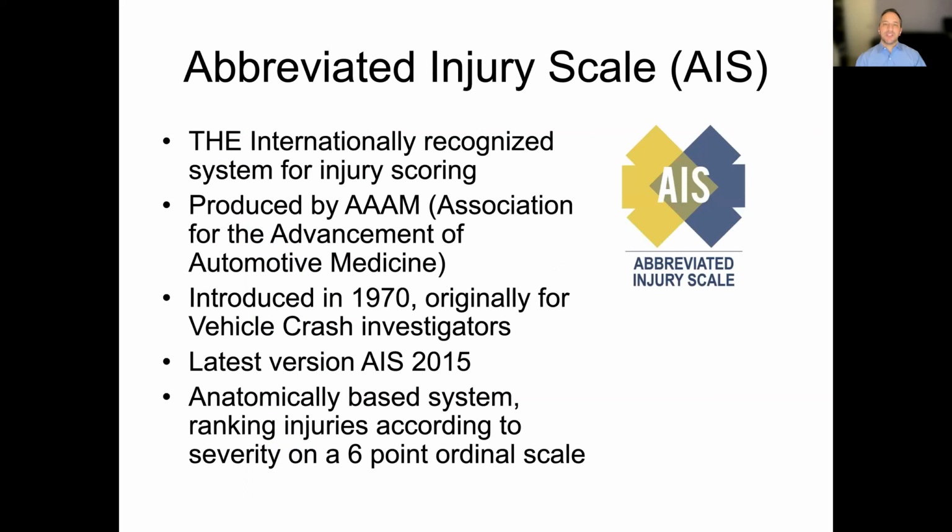So the abbreviated injury scale is the internationally recognized system for injury scoring. It was created and has been updated by the Association for the Advancement of Automotive Medicine. And just to take a little sidestep, AAAM, as it's colloquially called, was founded in the 1960s by physicians who were caring for drivers of races who were injured, and saying, hey, what can we do to kind of prevent some of these injuries?